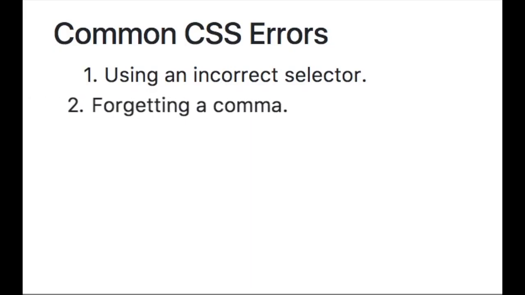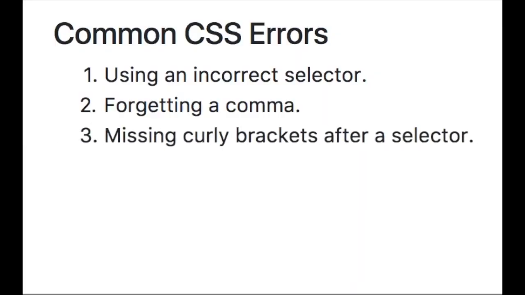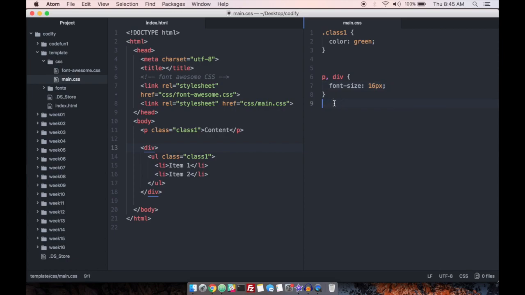Common error number 2, forgetting a comma when you want to apply properties to multiple selectors. Common error number 3, missing curly brackets after a selector is chosen in CSS. If you forget these, a lot of weird things are going to happen. Most likely, all your CSS won't apply.